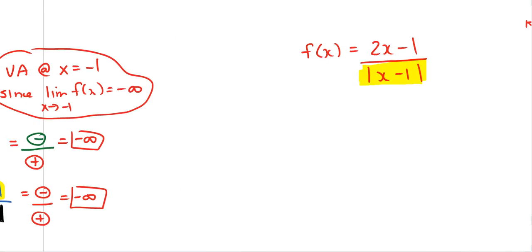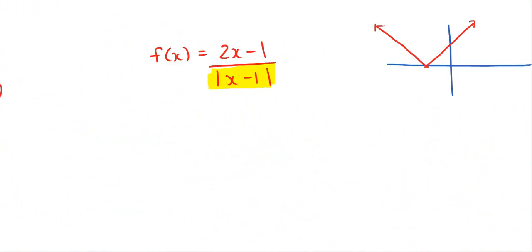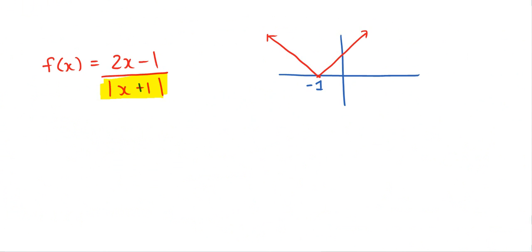Wait, sorry. Let me just go back to my original question here. It's plus 1. So sorry, this is supposed to be plus 1, so this will be negative 1. Sorry about that, I just didn't write the question down properly. So it should have been 2x minus 1 divided by the absolute value of x plus 1.